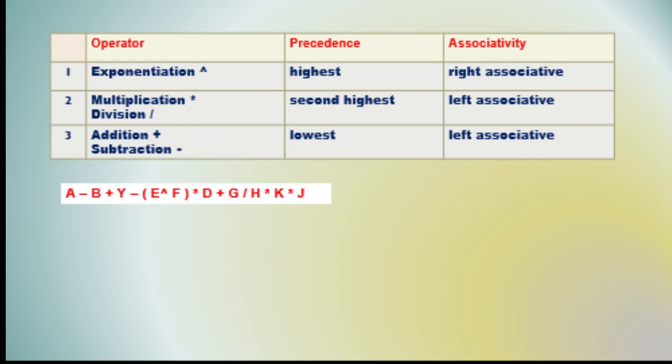Okay, so in our given infix expression here, we have this E ^ F inside the open and close parentheses. So we must start from this. We convert this into prefix, and it's equivalent to ^ E F. This is one operand.